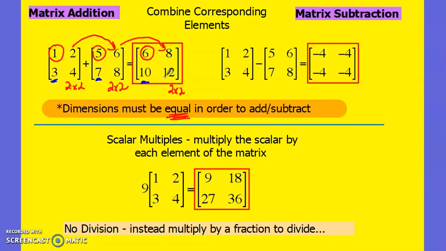The same thing works for subtraction. Just remember to subtract. So again, we're saying that this 3 in row 2, column 1, minus this 7 would end up being this negative 4. And it just so happens with the numbers that we used, you get negative 4 in each element or each entry of that resulting matrix.